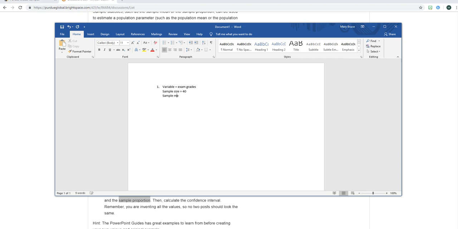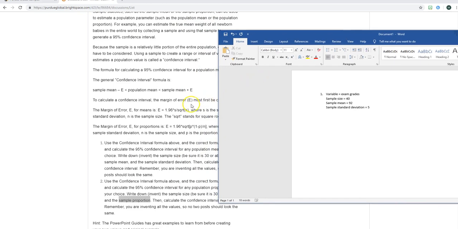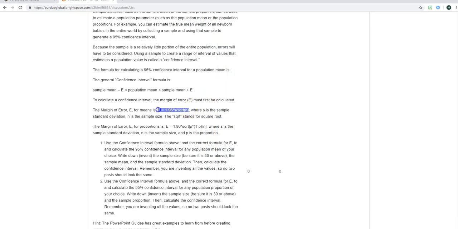The sample mean, which would be the mean exam score of the 40 students that were in my sample, I'll just go ahead and let that be a 92. And then the sample standard deviation, which you also need as part of the formula, I'll just let that be say a 5. Okay. And then you want to remember that the formula here is this one.